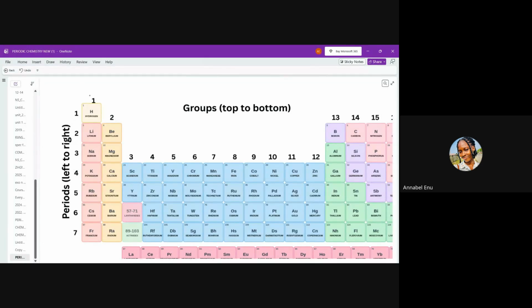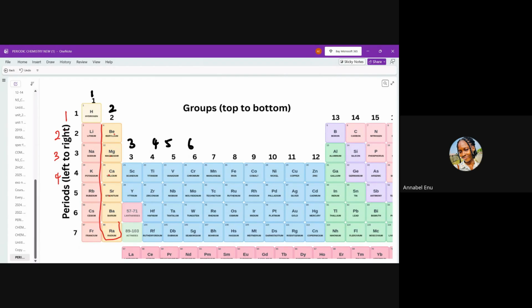Okay, so this 1, 2, 3, 4, 5, 6 that I'm writing with black pen are all the groups, and the period would be the one I'm writing with red pen. Okay, so if you're being asked what are some elements in group 2, you would say all the elements we see from top to bottom under 2. So which is beryllium, magnesium, calcium, strontium, okay.